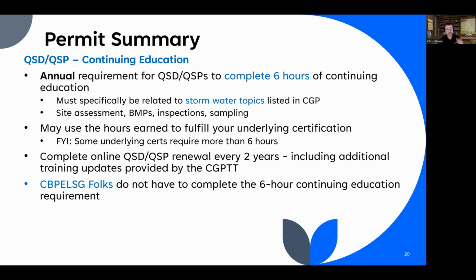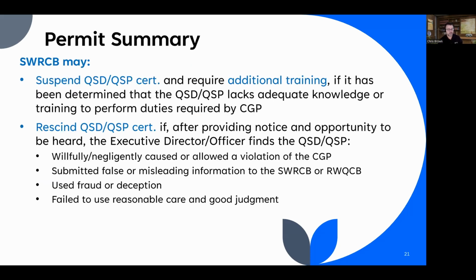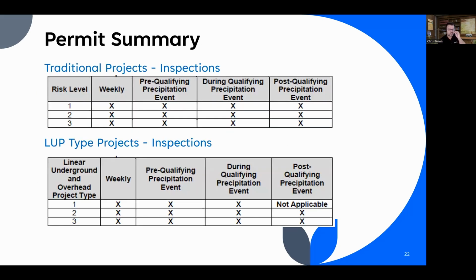Of course, we still have the 2-year renewal period on the offset water programs for QSDs and QSPs. And again, the self-certifying folks do not have to complete this continuing education. They do whatever is required to keep their license that they used to become a QSD in good standing. We discussed this last year. There is the chance for a suspension or rescission, revocation, if someone's not adequately trained or does something fraudulent, makes false statements.